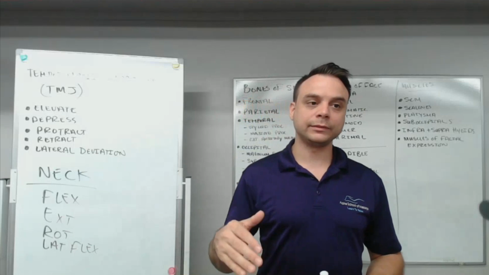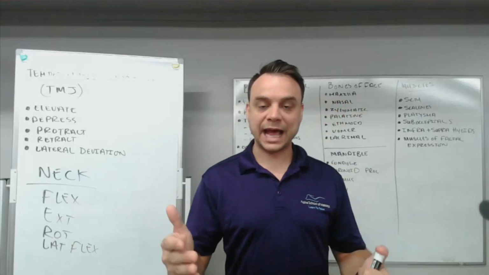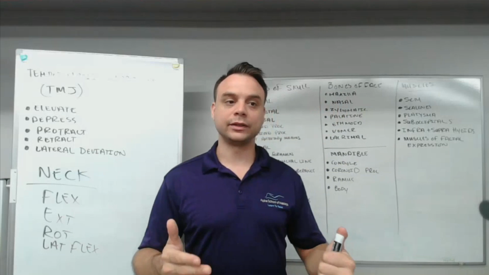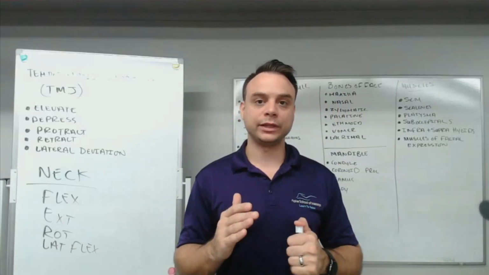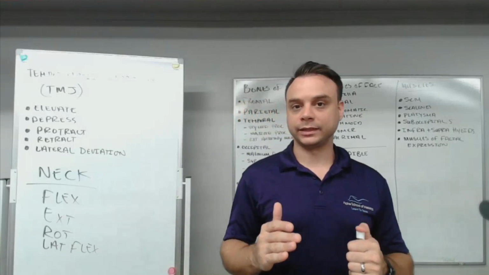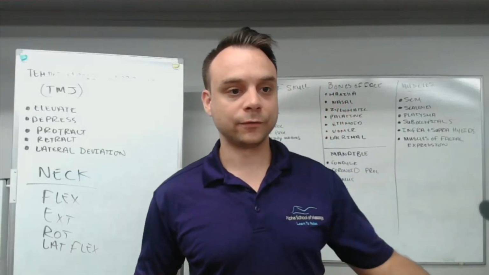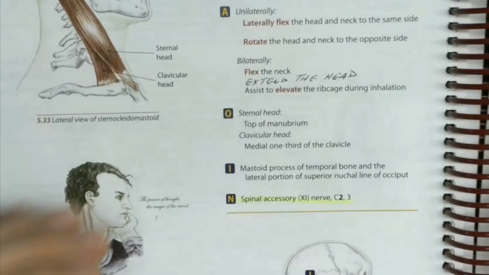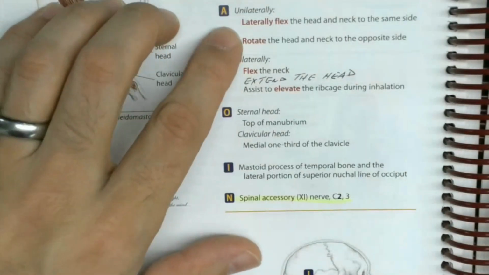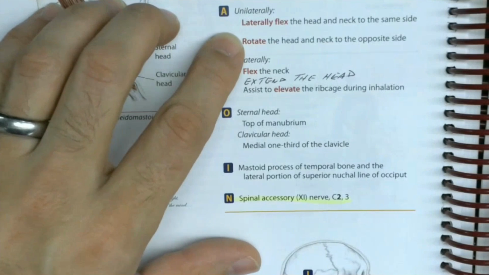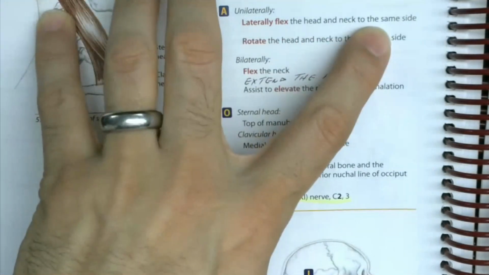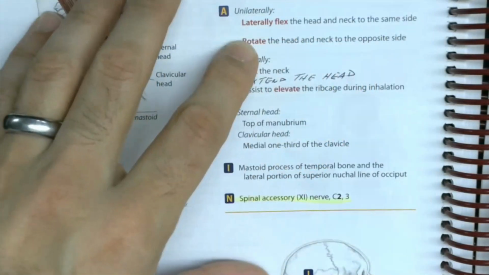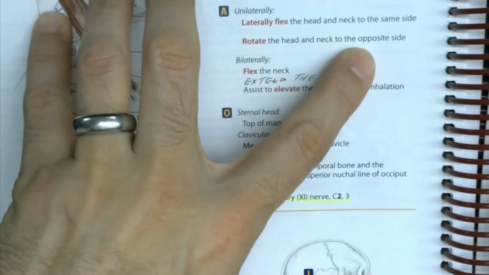And so typically they do have similar actions when they work together, but they'll typically interplay with each other when we see the unilateral action. So for instance, let's take a look at what the actions are listed here. This SCM says that if we contract one side at a time, we're going to laterally flex the head and neck to the same side, and we're going to rotate the head and neck to the opposite side.